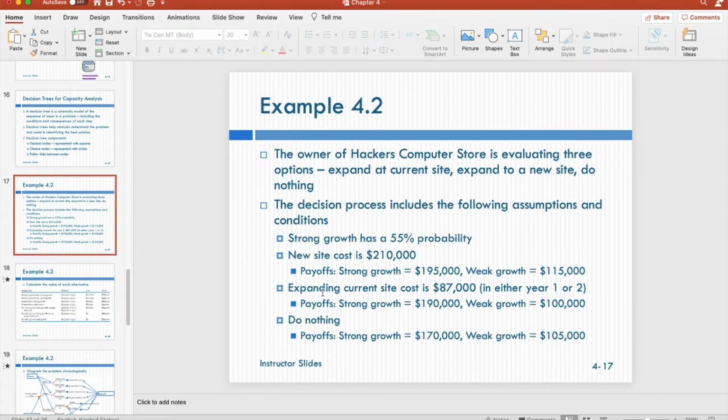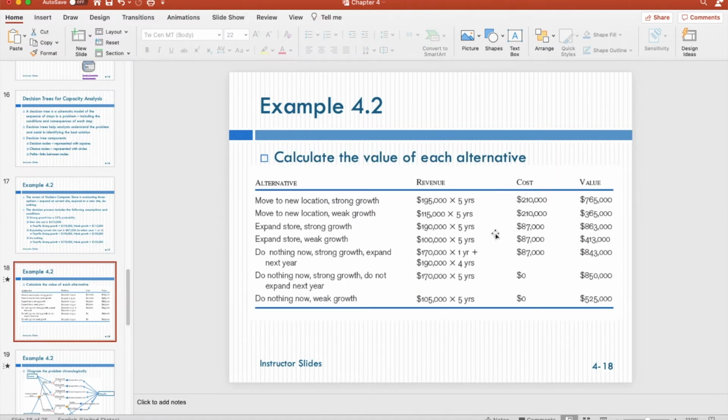Since actually you only expand on the current site, not on the new site. That's why this is 87,000. So that's why here you see 87,000 would be the cost. If you use revenue minus cost, this would be the corresponding profit.